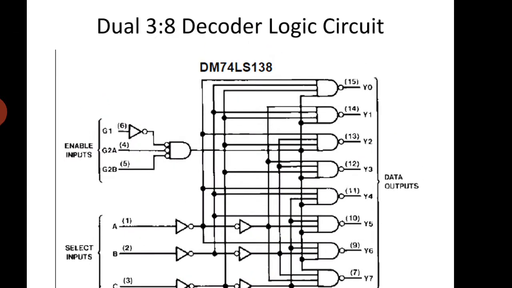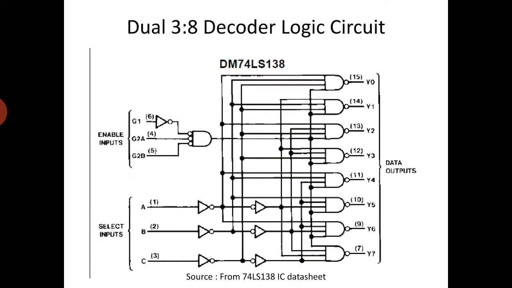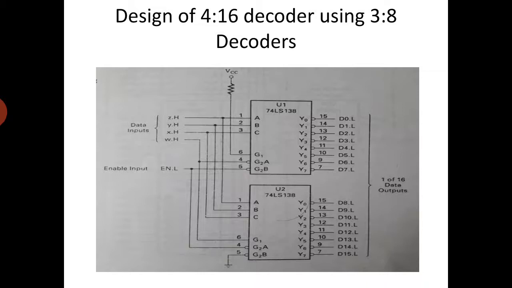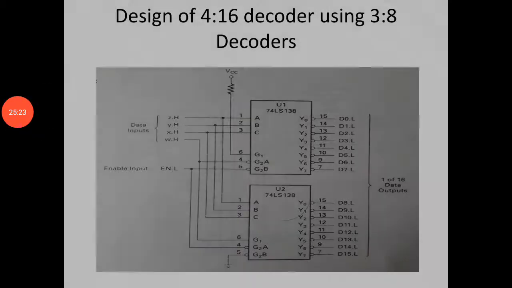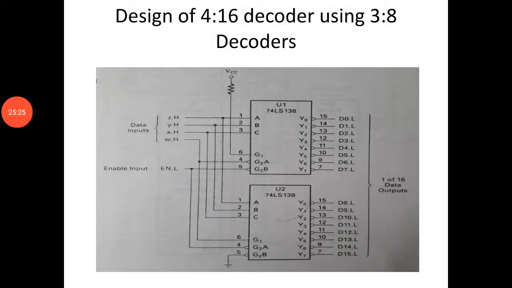Okay, so after seeing the 3:4 working of this, next, how to design the 4:16, means how to develop the 4:16 decoder by using existing 3:8 decoders. For example, we have ICs, only 3:8 decoder ICs. We don't have an IC of 4:16, but we need a 4:16 decoder.